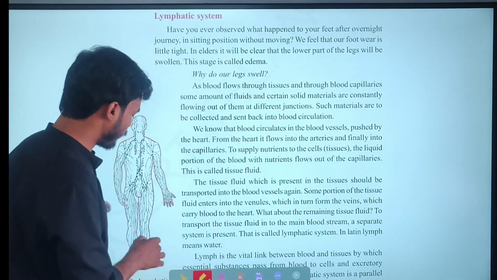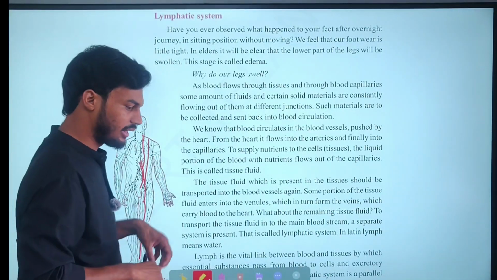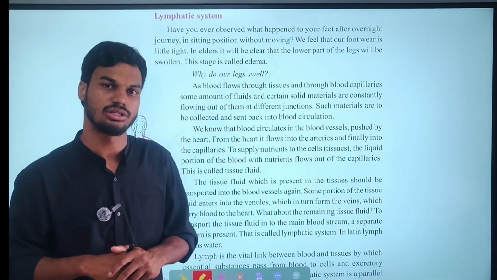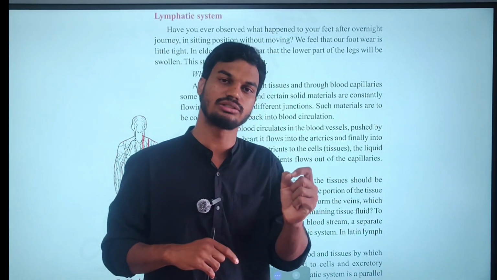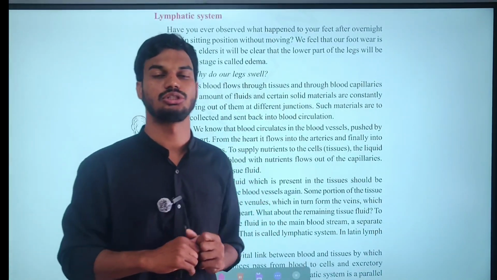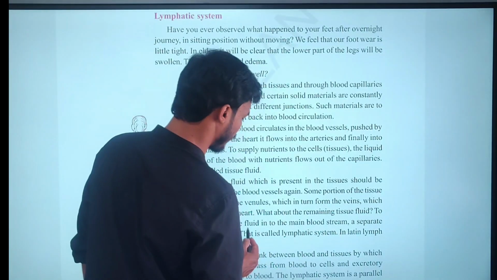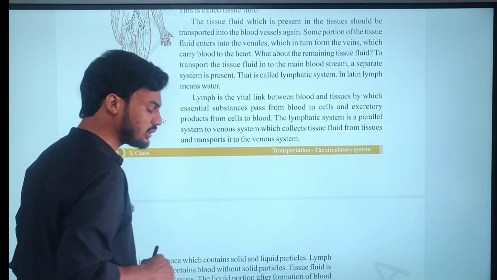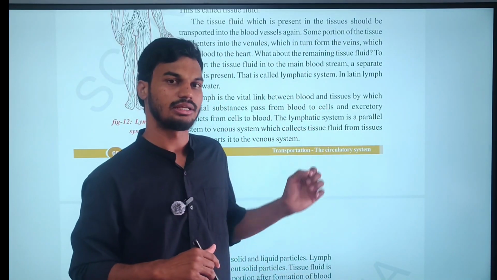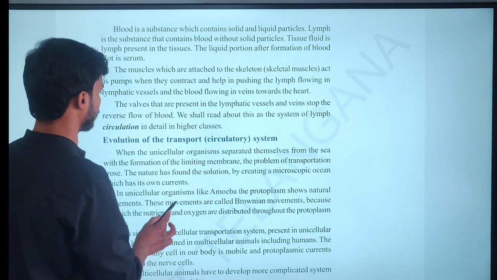Clear? So they form a separate lymphatic system, from which the lymphatic fluid is transported. The major function of the lymphatic system is to fight against disease-causing organisms, and to supply nutrients and food materials to the tissue level. Clear? This is the function of the lymphatic system in our body. This lymph looks white in color, like a watery fluid that is white in nature.